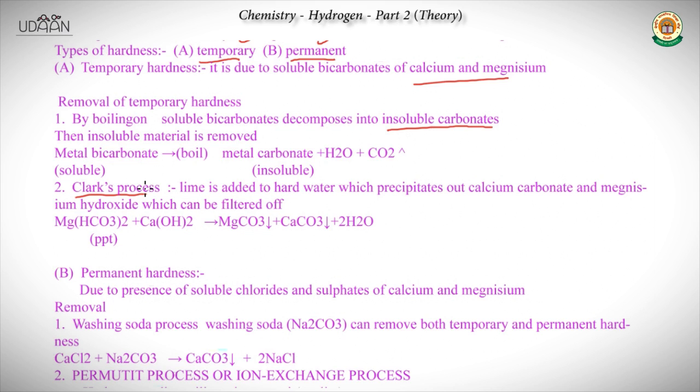The second one is Clark's process. In Clark's process, lime is added to hard water, which precipitates out calcium carbonate and magnesium hydroxide, which can be filtered out. Two types of precipitates are produced, and both can be removed and the water is filtered.